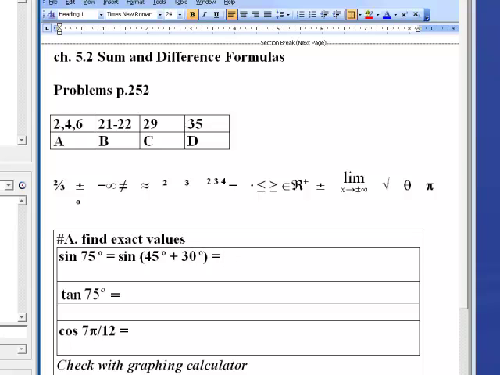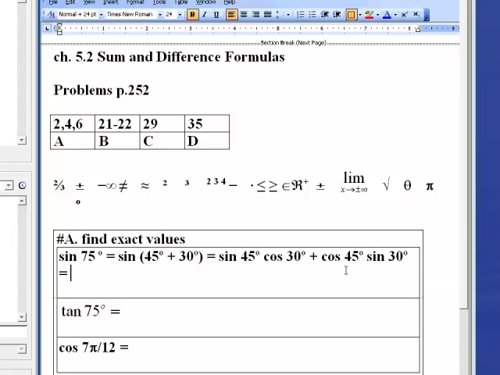And now we're going to look at the identities. So for sine A plus B, we have sine A cosine B plus cosine A sine B. And that, of course, is where we're going to plug in the 45 degrees for the A, the 30 degrees for the B. Okay, and now I need to go to the next line anyway.